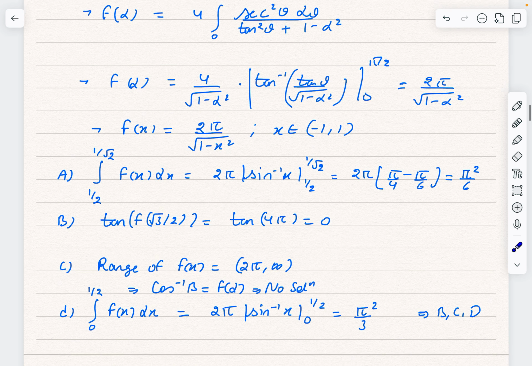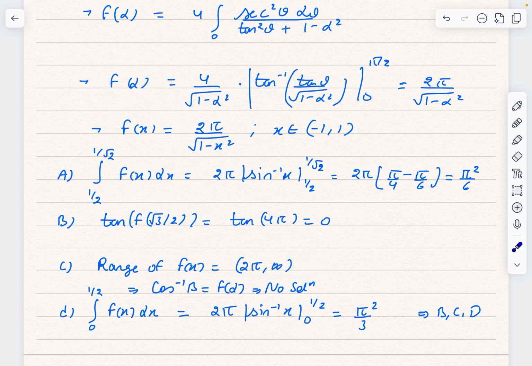In option C, they're asking cos inverse beta equal to f of alpha, will there be any solution? Range of f(x): x belongs to minus 1 to 1, so the denominator will lie between 0 to 1. If you put 0, you get infinity. If you put 1, you get 2 pi. So the range is 2 pi to infinity. Cos inverse beta and f of alpha can never have a solution because the range of cos inverse beta is 0 to pi. So there will always be no solution.